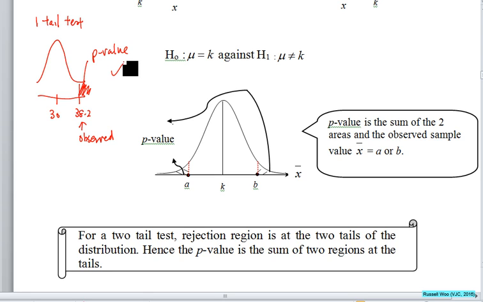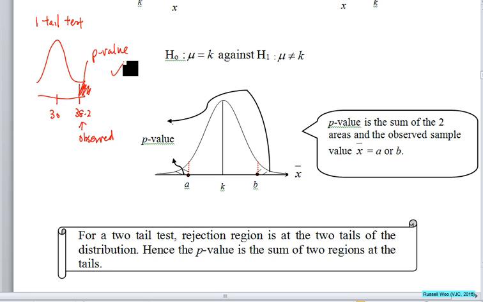P-value, for one tail test, we say, we observe 38.2. The probability of obtaining a value as extreme as 38.2, that's the p-value. The smaller the p-value, the more evidence we have against H0, therefore we reject H0. But what if it's a two-tail test? Now, this is the two-tail test.